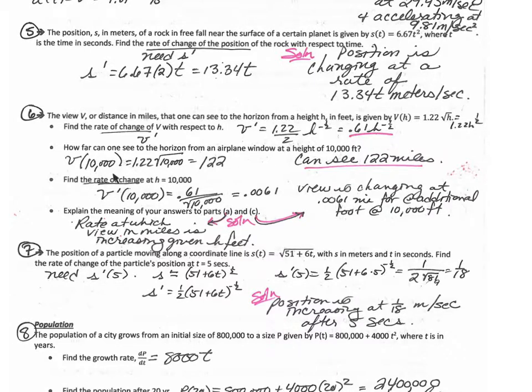Now they're asking for the rate of change, so that's the derivative of v. And when you find that derivative, substitute the 10,000 in. And the view is changing at 0.0061 miles for each additional foot at 10,000 feet. And that's because h is given in feet. Now explain the meaning of parts A and C: that's the rate at which the view is increasing given h feet. So be careful with this one.